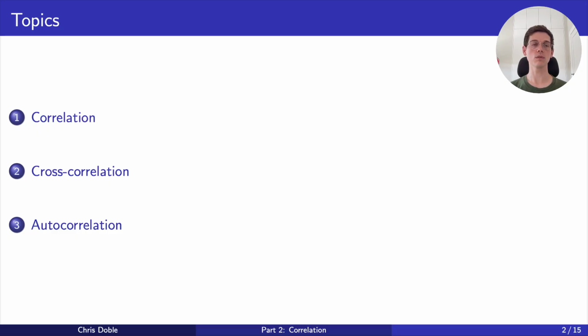Amongst other things, they're used to decode signals from satellites and to track them as they move across the sky. So it's really important that we understand them. If you're already familiar with these concepts, feel free to skip to the next video. Otherwise, let's get started with correlation.